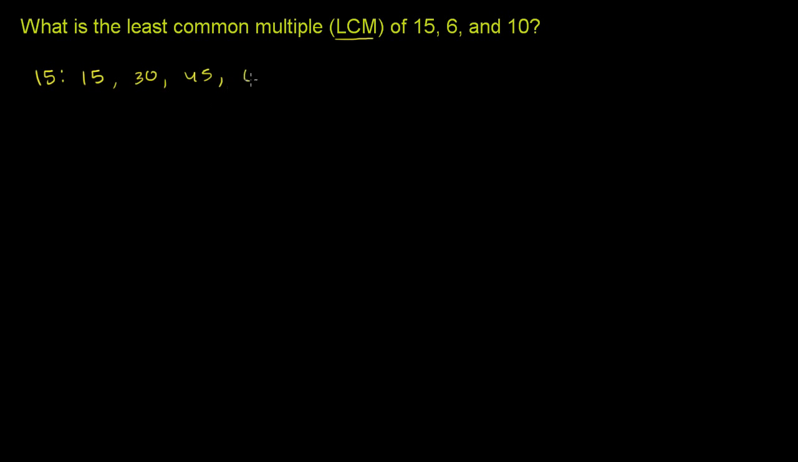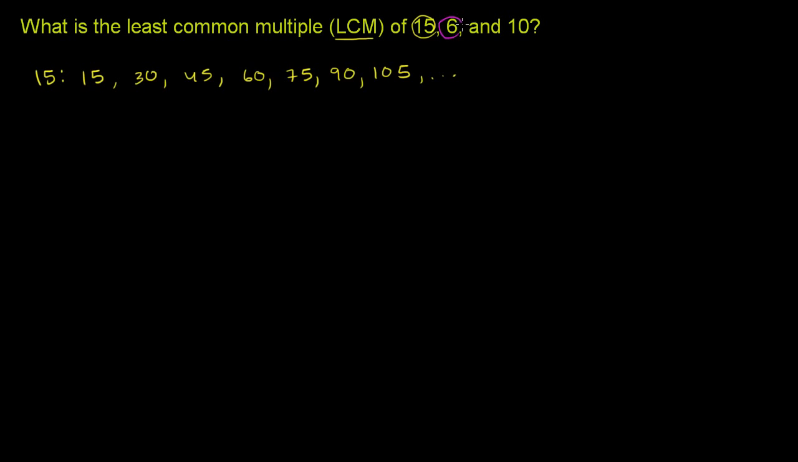You add 15 again, you get 60. You add 15 again, you get 75. You add 15 again, you get 90. You add 15 again, you get 105. And if still none of these are common multiples with these guys over here, then we might have to go further. But I'll stop there for now. So that's the multiples of 15 up through 105. Obviously, we can keep going from there.